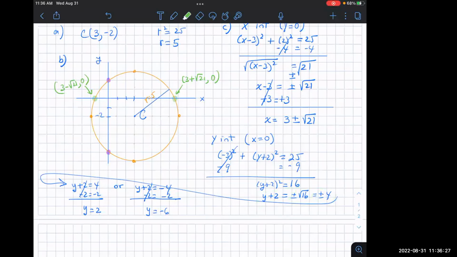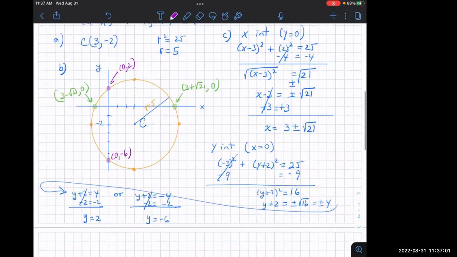And then from there, I say, well, let's separate it into two equations because now we can simplify further. Before, we left it as 3 plus or minus square root of 21 because there was nothing we could do. But here we could do 4 minus 2 and negative 4 minus 2. So then the y-intercepts are these points, 0, 2, and 0, negative 6. So it worked out. Okay, any questions?